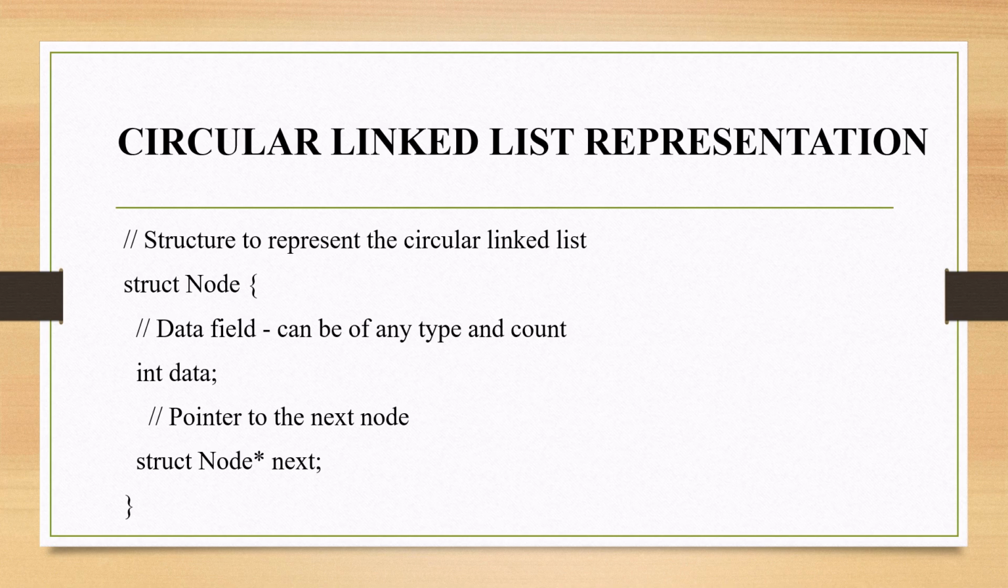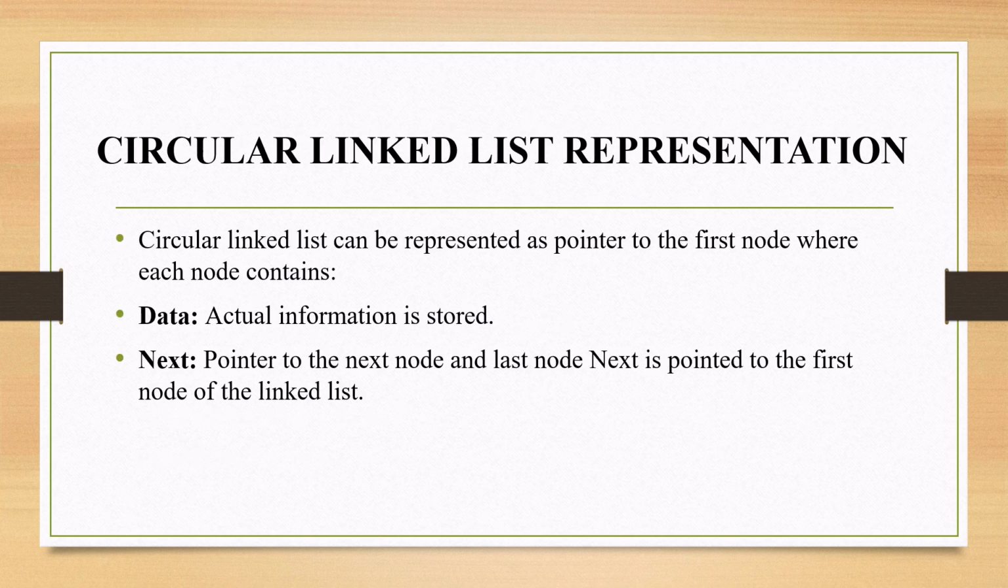So what is the representation of a circular linked list? It is similar to the singly linked list. So struct node, open brace, then we have the data field, that is int data. Next we have the pointer to the next node, that is struct node star next. So a circular linked list can be represented as a pointer to the first node, where each node contains its data and next. It stores the data, then next points to the next node, and in the last node, next is pointed to the first node of the linked list.